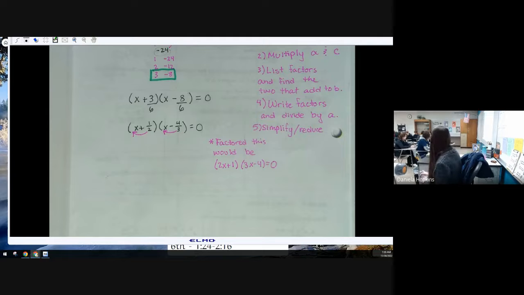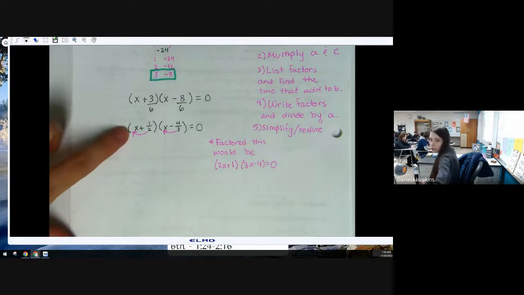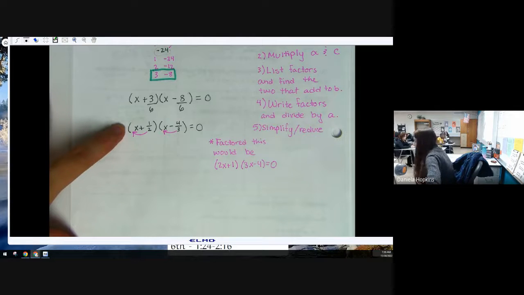Now here's where our book comes in handy though. If we're solving for 0, typically if I was asking you just to factor something, we do not want fractions in our factors. Okay, so I don't know the reason for that. It doesn't look nice. I don't know. The math gods say don't do it.